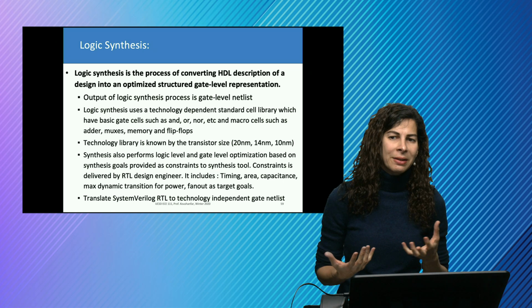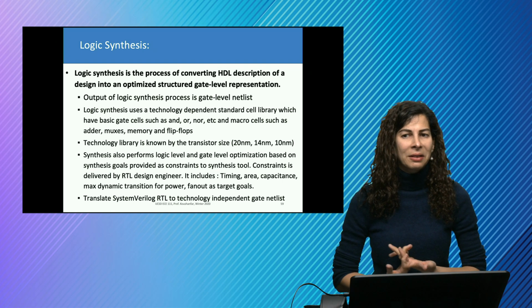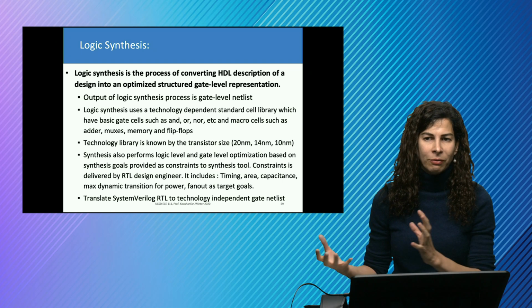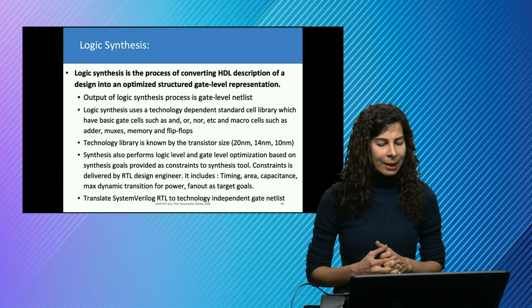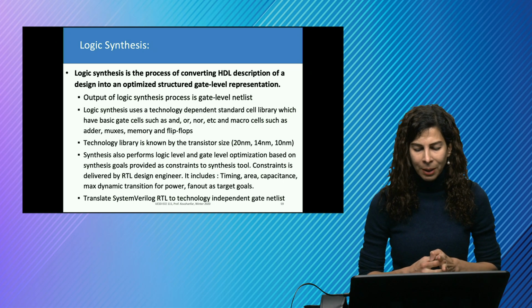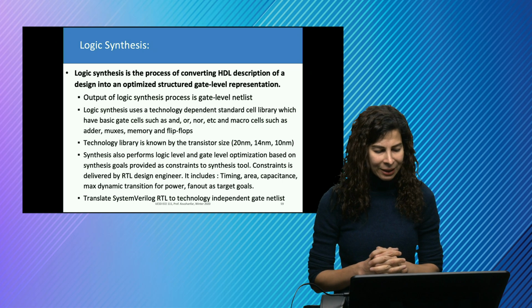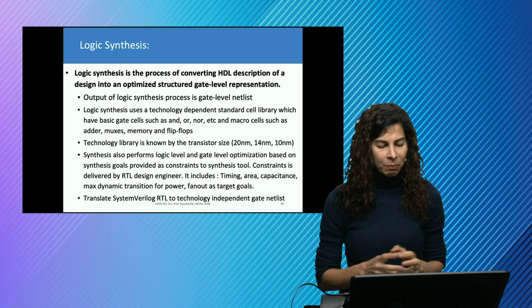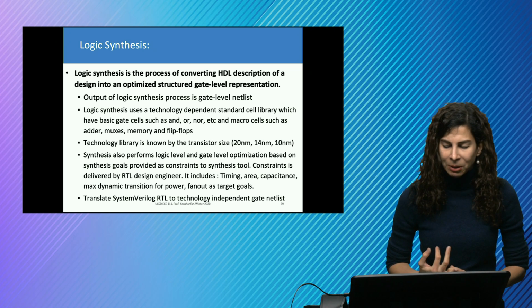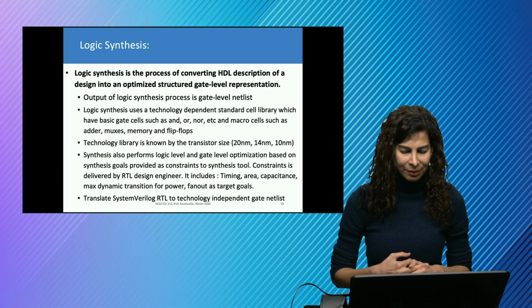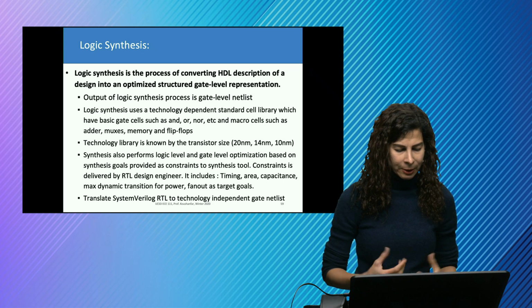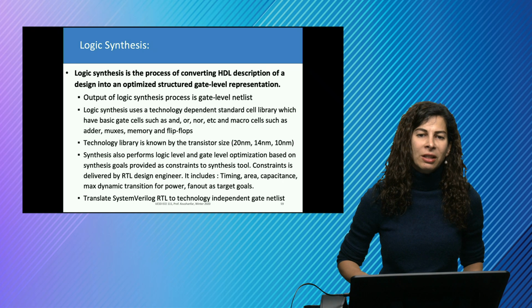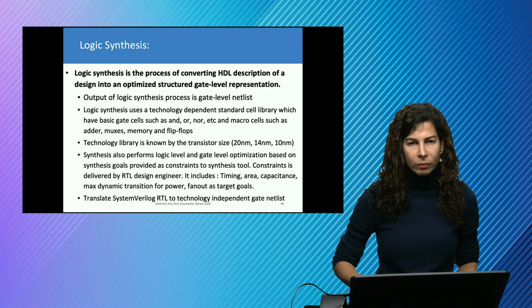This is typically going to a technology-dependent format, because we should have an understanding at the high level of the design. Is this netlist going to be translated, for example, to an FPGA, to standard cell logic, and so forth? The technology library is known by the size of the transistors in ASIC, and both logic-level and gate-level optimization are done during the synthesis level, and the constraints are typically the physical constraints, and they're given by the designer.